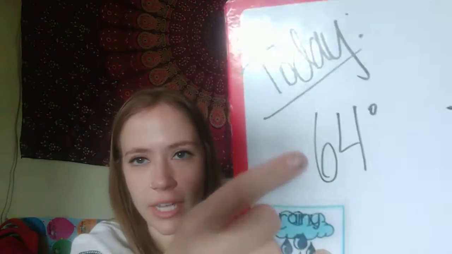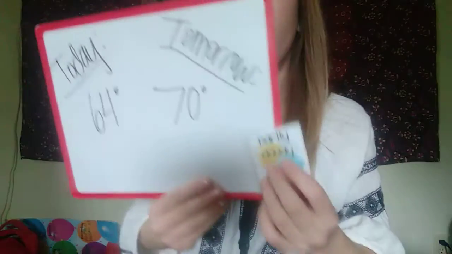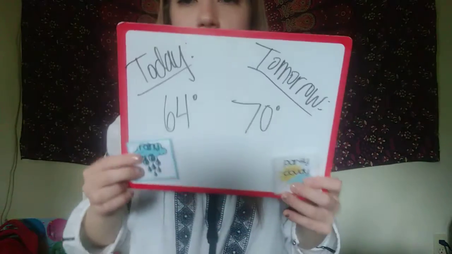So let's go ahead and write that as if we were in school. So today will be a high of 64 degrees and rainy. And tomorrow will be a high of 70 degrees and partly cloudy. Today, a high of 67 and rainy. Tomorrow, a high of 70 and partly cloudy. So here we go.